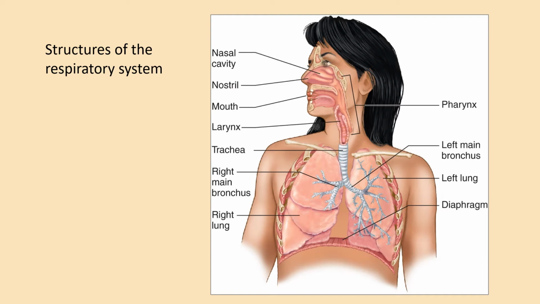Another component of the respiratory system is the musculature. Those muscles include the diaphragm as well as the accessory respiratory muscles like the intercostals and the scalenes. Those skeletal muscles are responsible for modifying the volume of the thoracic cavity that's required for pulmonary ventilation.